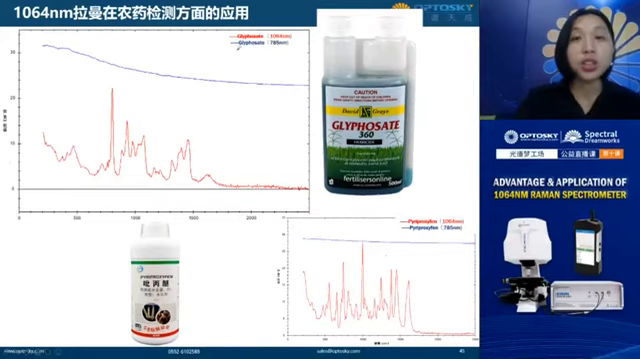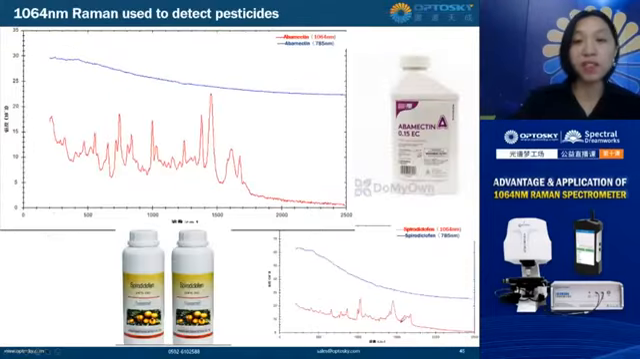And glyphosate, and pyriproxyfen, almost no signal with 785, but 1064 has a vivid signal.